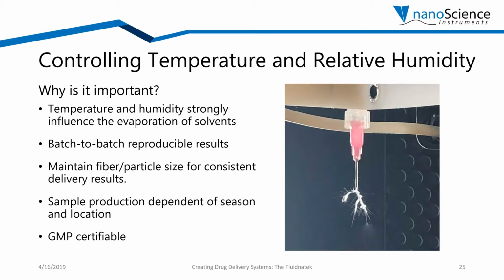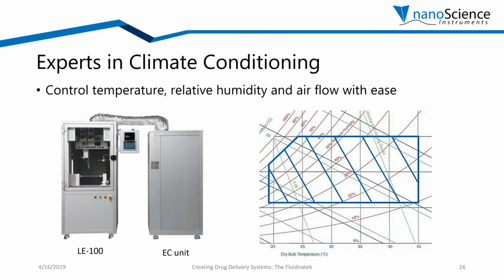So in this case, if we control the electrospinning conditions, but then also improve the relative humidity, this specific solution will be able to create a better electrospinning process. So what does NanoScience Instrument, along with BioNisha and the Fluidnatek, offer?